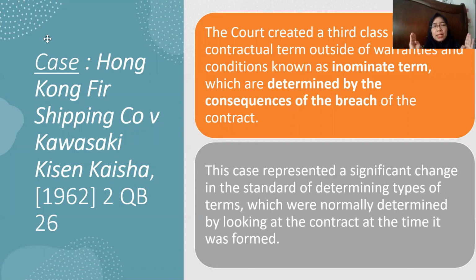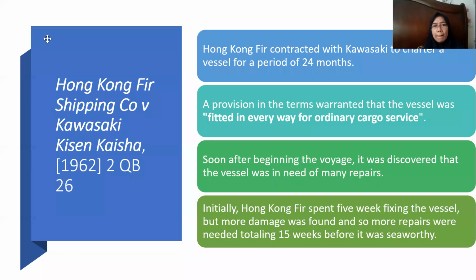And this case is important because why? Significant because it represented a significant change in the standard of determining types of term. Usually we look at the contract, the terms, when the contract was being signed or executed. But for this third category, we look at it after the breach happened. We look at the consequence of the breach. Meaning if there's a breach, then only we can determine. If there's no breach, there's no need to determine whether it's a condition or warranty.